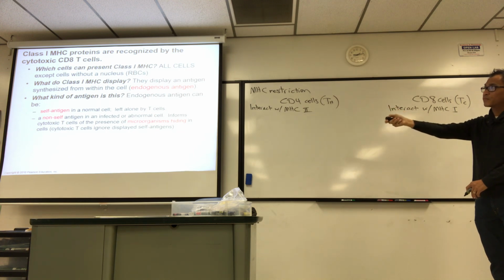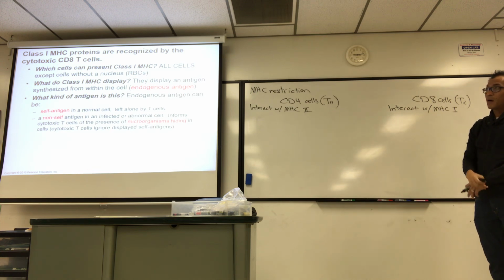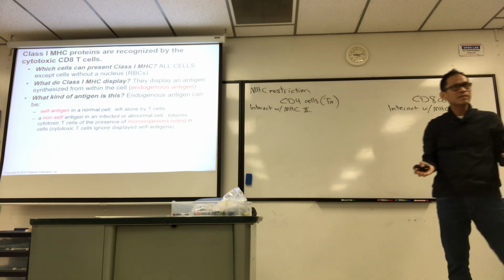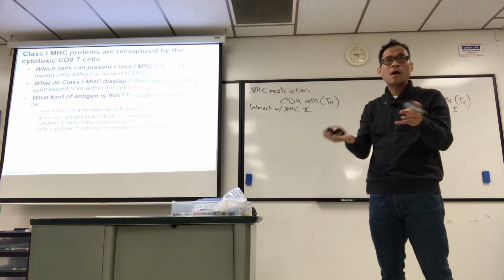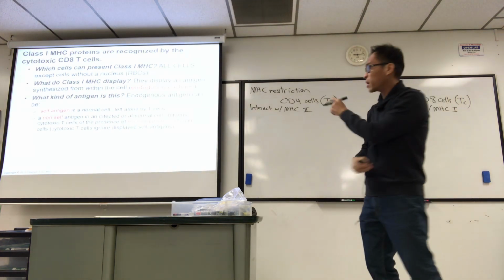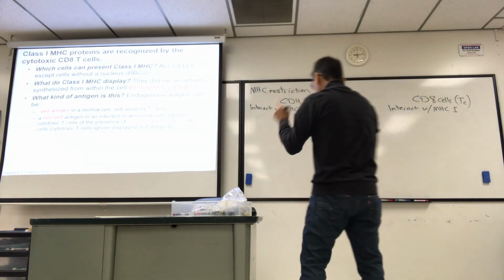Firstly, which cells can present class 1 MHC? All cells with a nucleus. That's most of them, except for maybe red blood cells. Remember, red blood cells don't have a nucleus. I mean, they spit it out right before they enter circulation. But okay, so that's the answer to the first question.